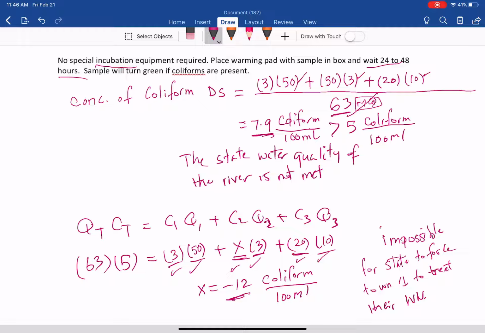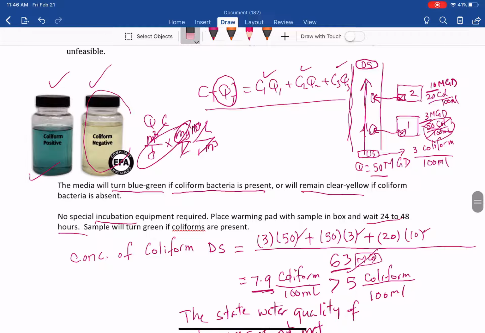Okay? What does the state have to do? They have to go to Town 2 too, and tell them to treat their wastewater too, because forcing Town 1 by itself is not possible.